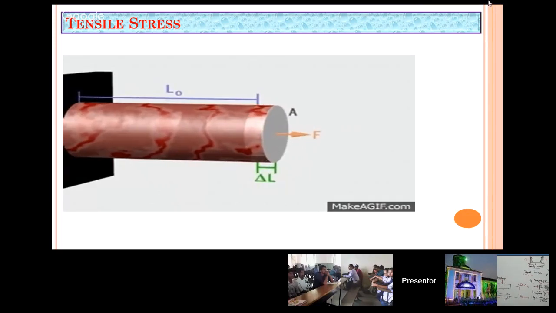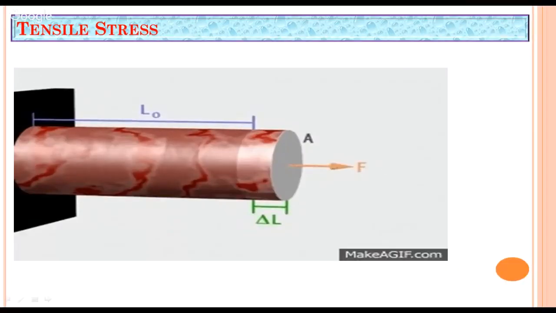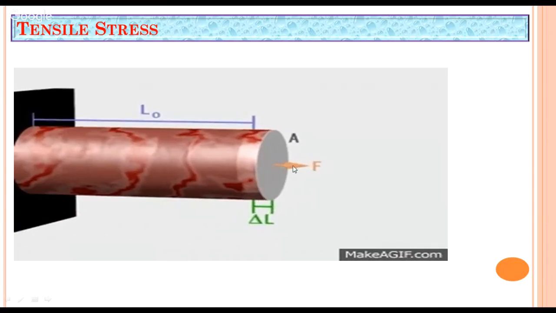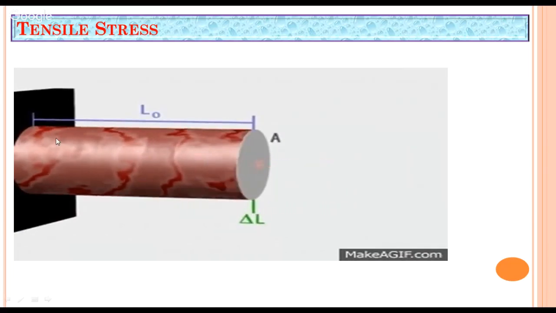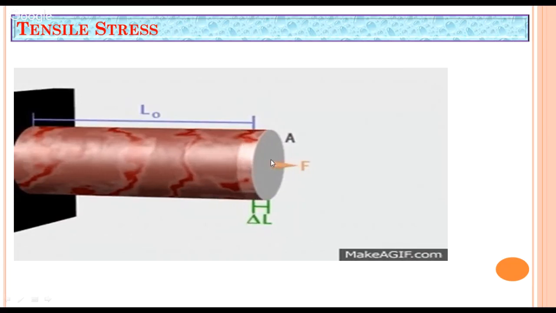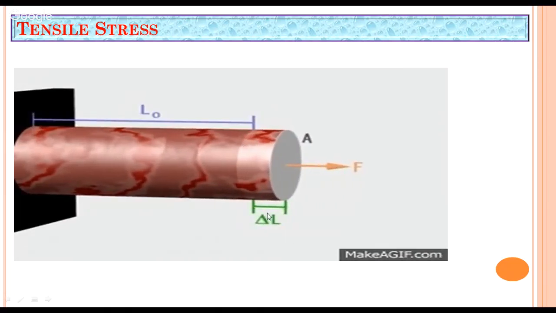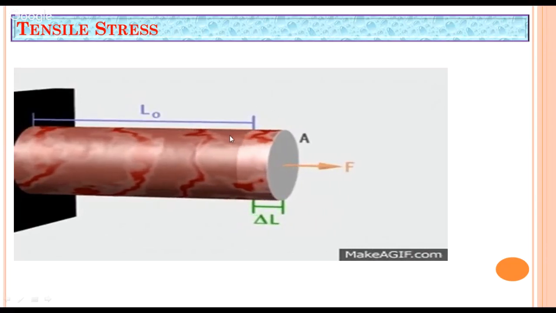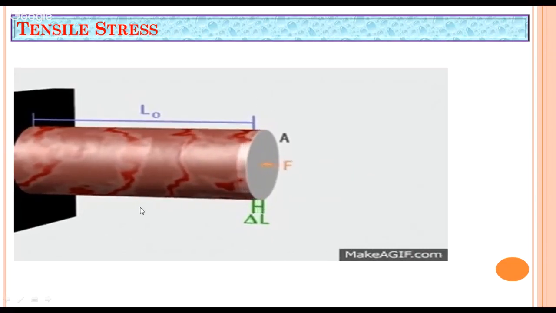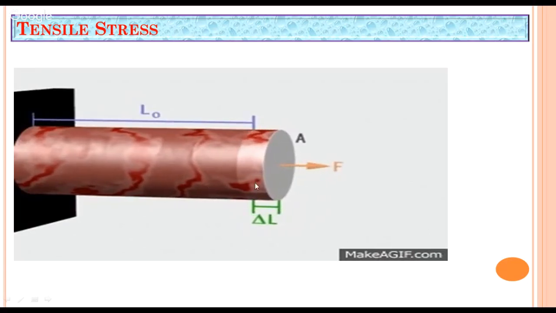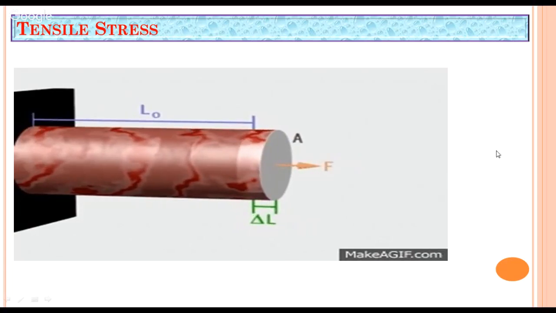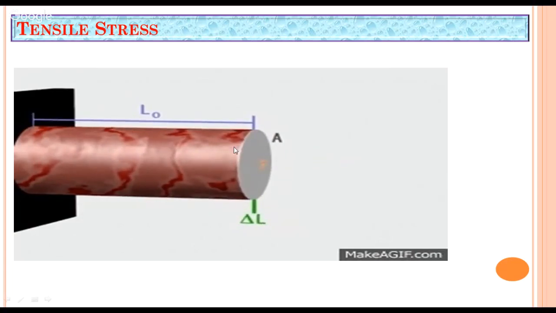Here we can see that due to the action of this tensile load, which is moving away from this particular rod, it tends to increase the length by delta L. So this is the original length of the member and then the extension. The ratio of this change in length due to the action of this force F to its original length will give you the induced tensile strain.